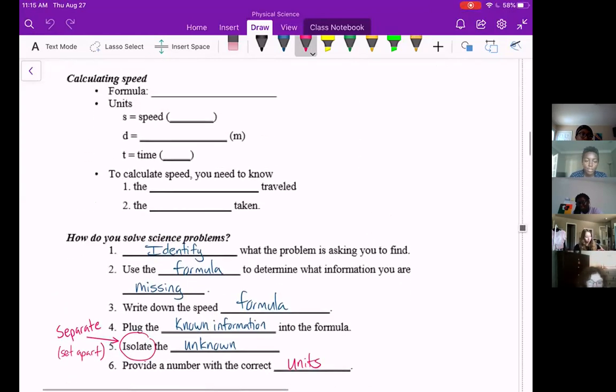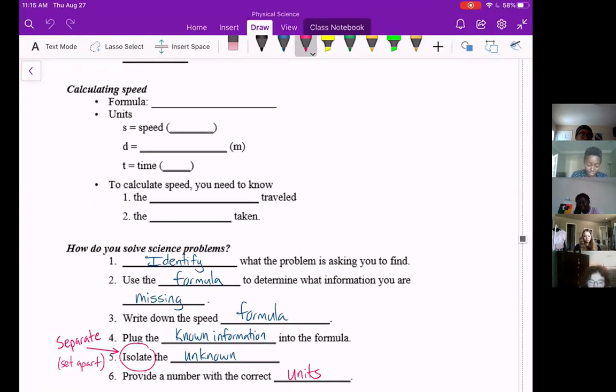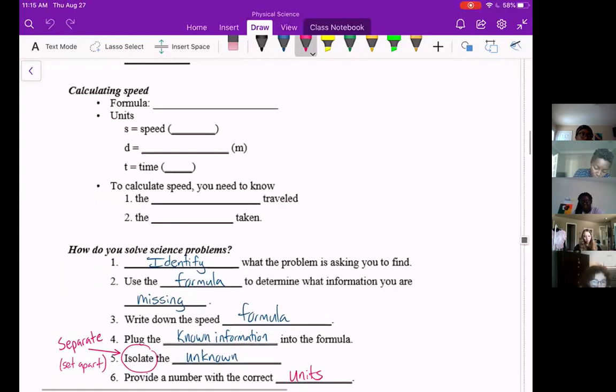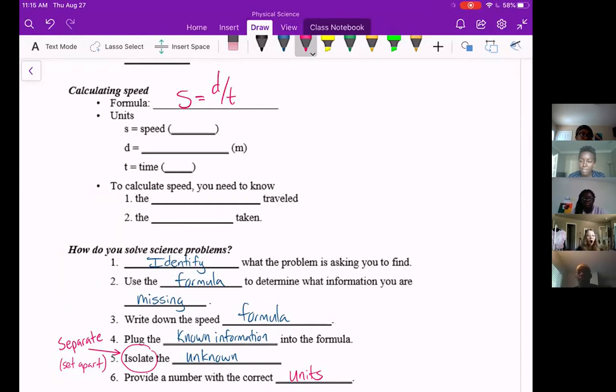And then when we talked about calculating speed, we said this formula was S is equal to D over T. And S was speed. And then Aurelia, what was D? Do you remember? Yes, distance. And then what was T, guys? Time. Time, very nice.